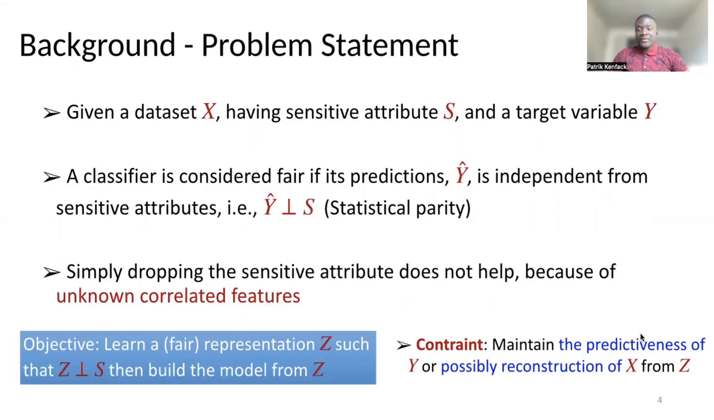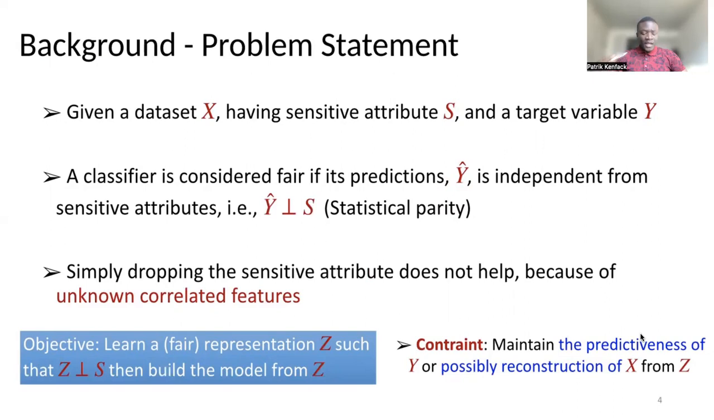It is shown that simply dropping the sensitive attribute from the feature space does not help because there may exist other features that are correlated with the sensitive attribute. And in some cases, those features are unknown. There's the famous example of dropping the race from the data set while using the zip code. People from the same origin tend to live in the same neighborhood. And this happens that the zip code will act as a proxy to the sensitive attribute, and the model will still be using this attribute to make decisions.